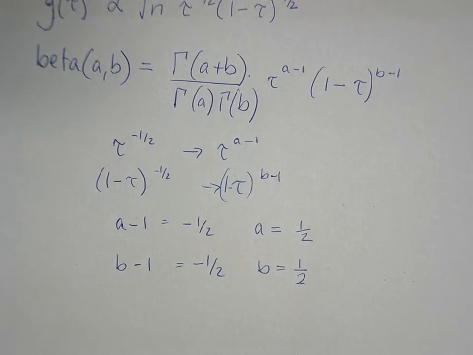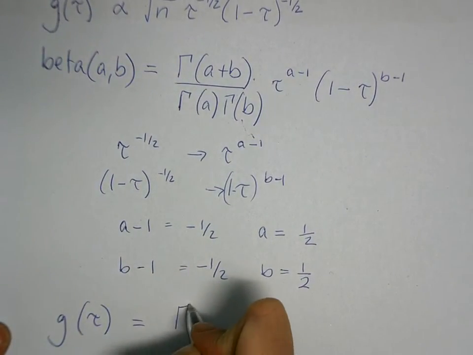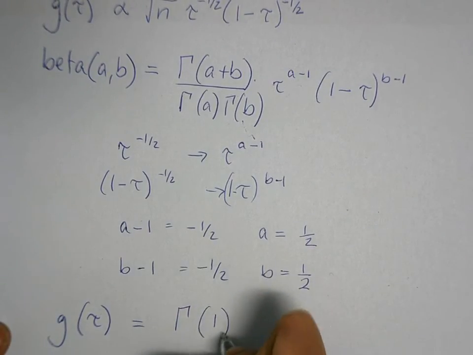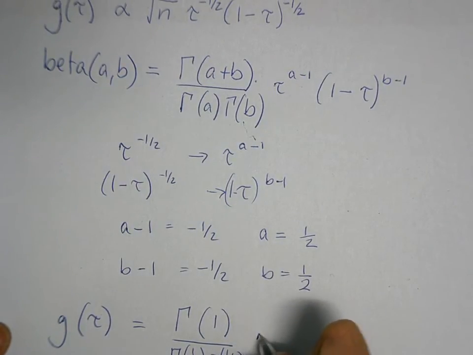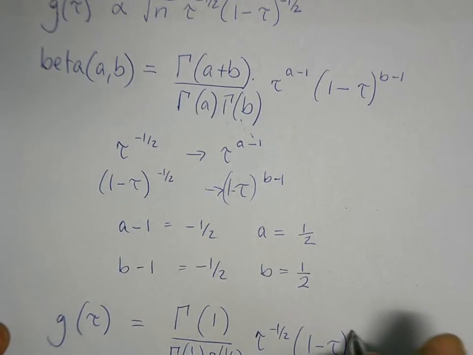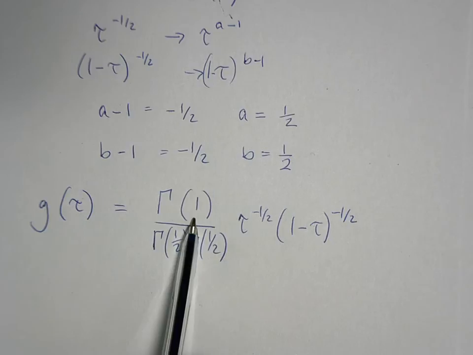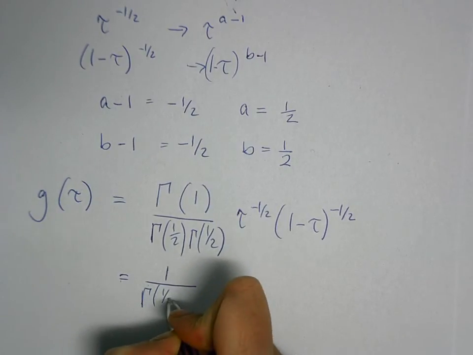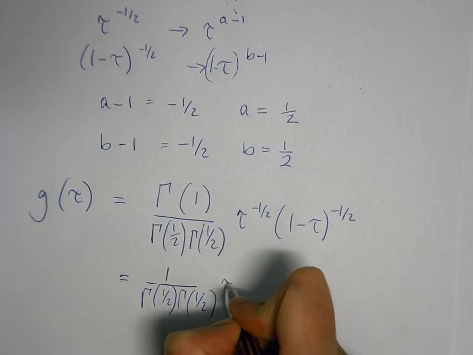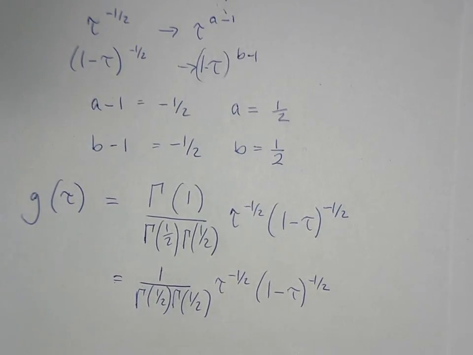And therefore you can define your distribution by just plugging a half into these formulas here, and you get g of tau equals gamma of a half plus a half, which is gamma of 1, over gamma of a half, gamma of a half, and then tau to the minus a half, 1 minus tau to the minus a half. You could complete this by noting that gamma of 1 is actually equal to 1, because it's 0 factorial. So you could slightly simplify this to 1 over gamma of a half, gamma of a half, tau to the minus a half, 1 minus tau to the minus a half. And that's how you calculate Jeffreys prior for a binomial likelihood.